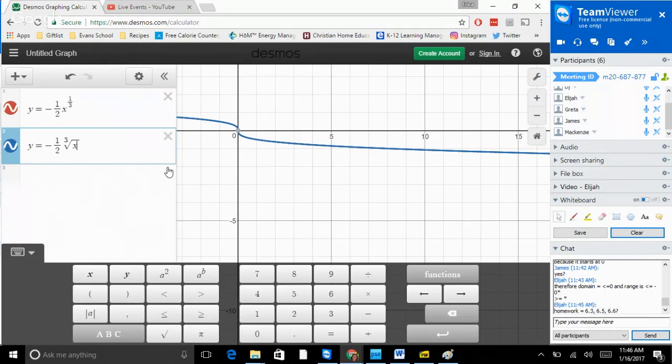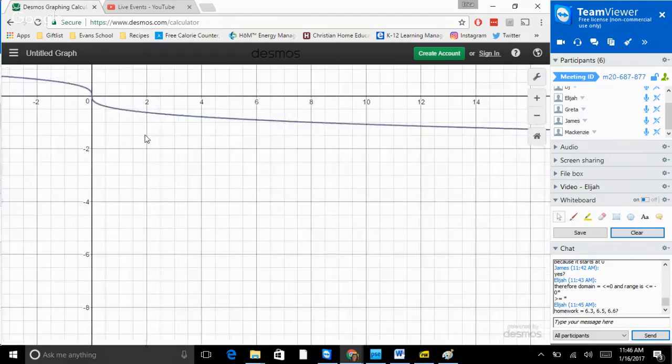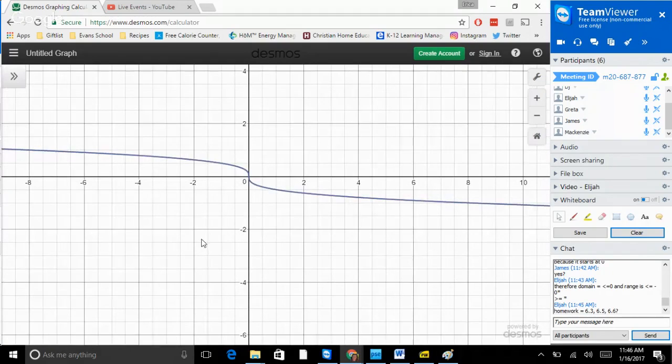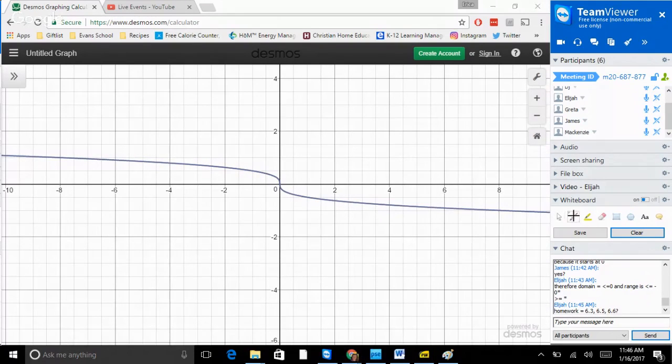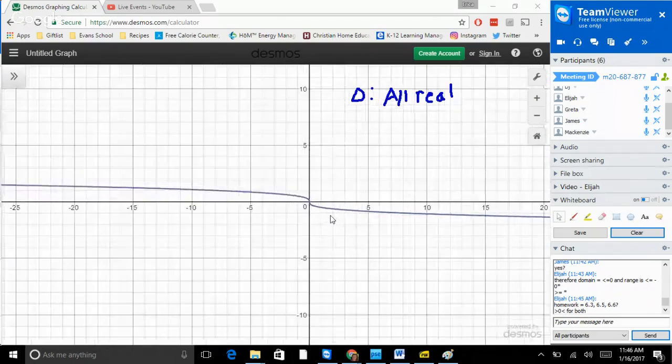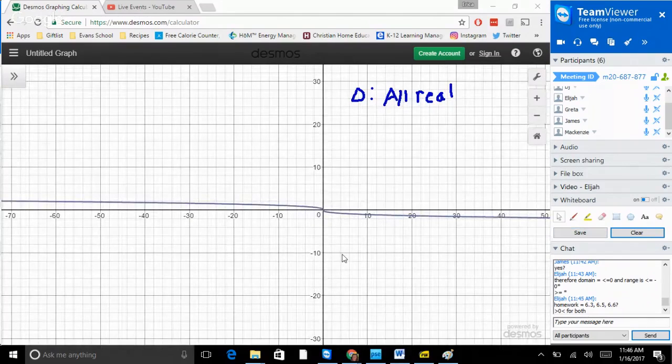Okay, so what would be the domain and range of this? This is the question. What do you think the domain is? So remember, domain is x's. So I think the domain of this would be, yeah, I think what you're saying, Elijah, is it's all real, right? It can go from as far negative as you can get to as far positive as you can get. So when we have that situation, we call that all real. And I can just scroll out here. You can see it just keeps going forever and ever and ever, right?